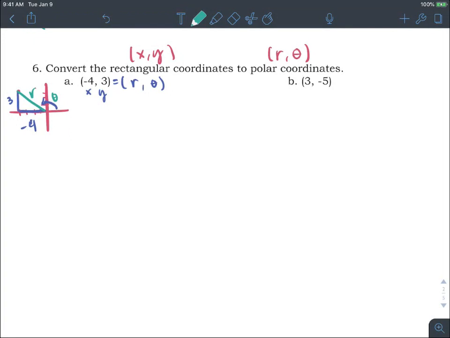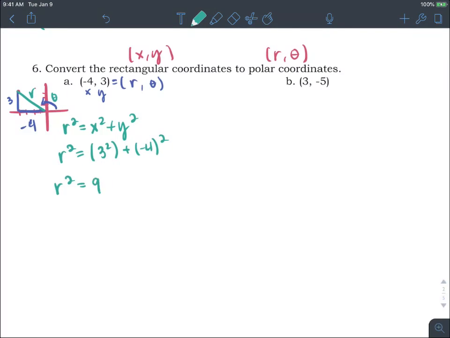For the length, we can use the Pythagorean theorem. So r squared is equal to x squared plus y squared. So r squared is equal to 3 squared plus negative 4 squared. So r squared is equal to 9 plus 16. R squared is equal to 25. Root both sides, so r is equal to 5, positive 5. And we knew that because it's a 3, 4, 5 triangle. So we're going to hold on to this for later.